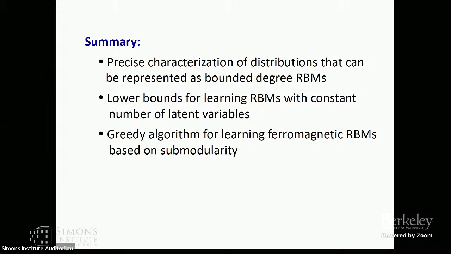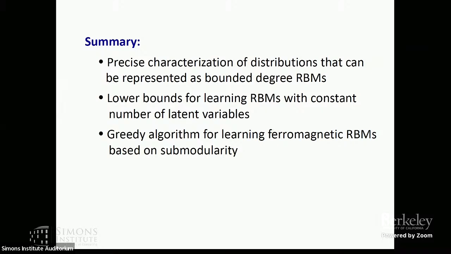And the way that we proved this was through this precise characterization of the types of distributions that can be represented as bounded degree restricted Boltzmann machines. That gave us these lower bounds, not only for learning bounded degree restricted Boltzmann machines, but even with a constant number of latent variables. But that doesn't mean that the game is over, because there still can be very rich models of RBMs for which we can beat these n^O(d) bounds. And I gave you a simple greedy algorithm based on submodularity and the concavity of magnetization for learning ferromagnetic RBMs.